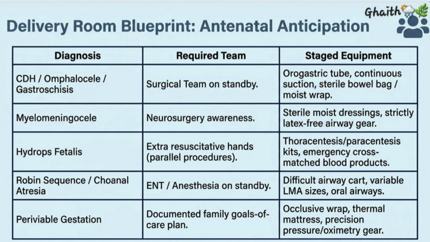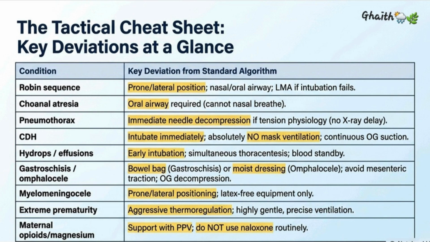And peri-viable gestation needs a documented family goals of care plan, along with occlusive wrap, thermal mattress, and precision pressure and oximetry gear. The pattern across every row of this table is the same. The diagnosis drives the staffing and equipment, and that only works if the diagnosis is known before the baby arrives.